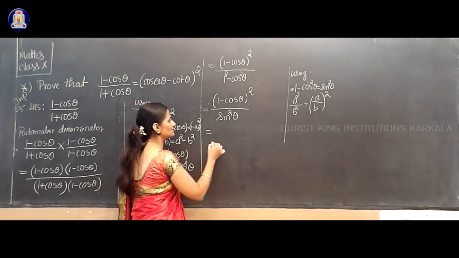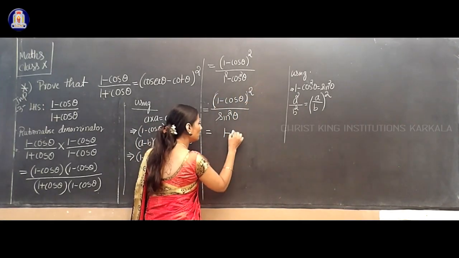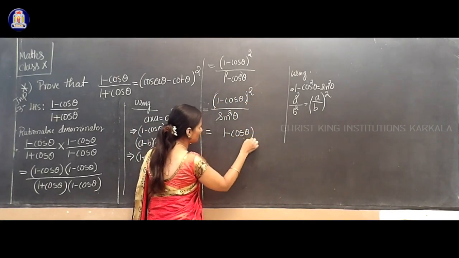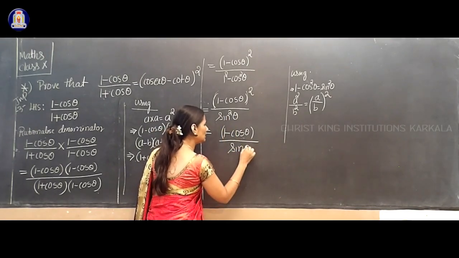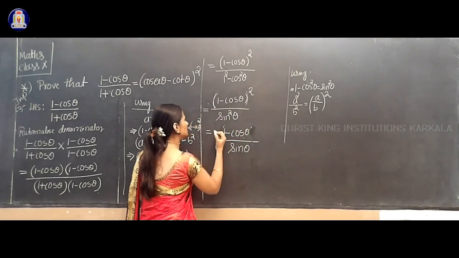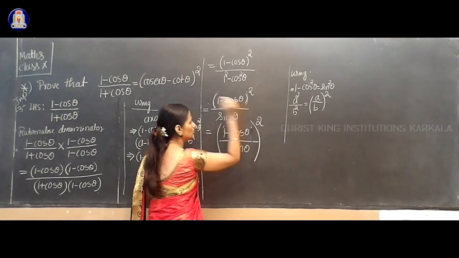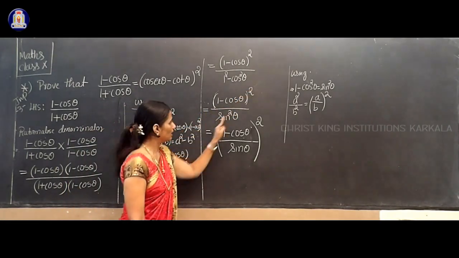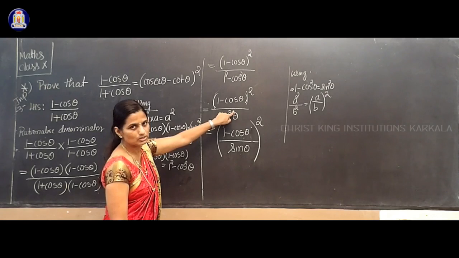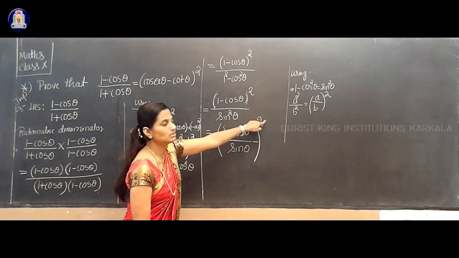Now this changes sign. How can we write this whole square? (1 minus cos theta) divided by sin square theta, it is sin theta. (1 minus cos theta) divided by sin theta, the whole square. Clear now? Numerator square, denominator also square.